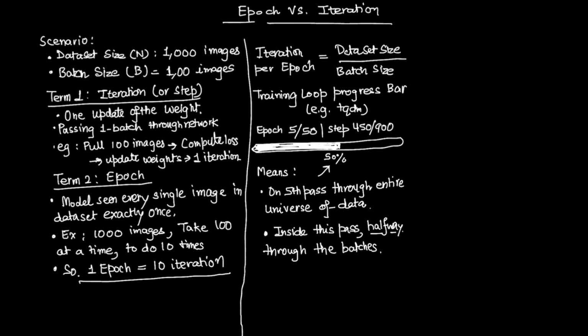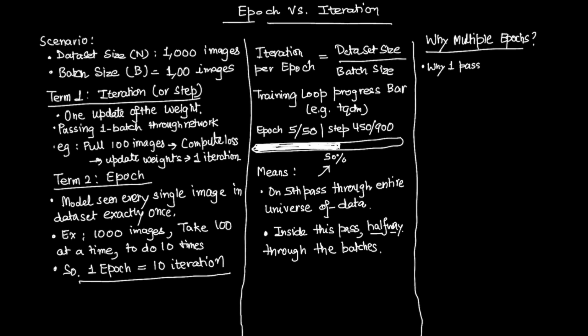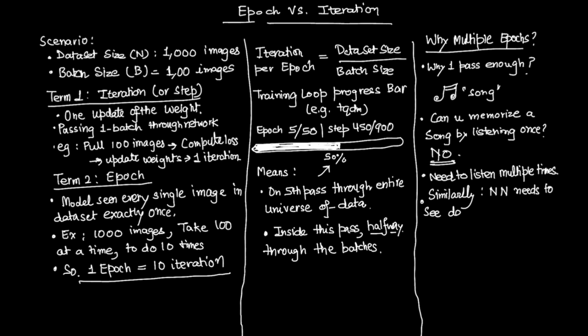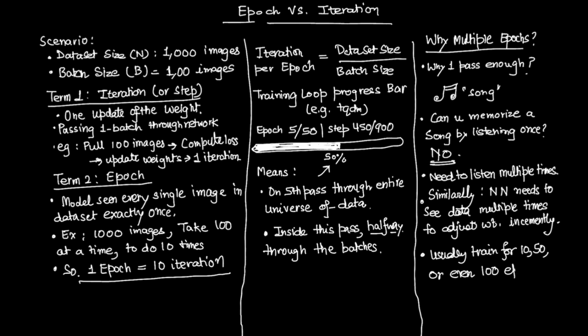Then we have a rhetorical question. Why do we need multiple epochs? Why isn't one pass enough? Think about learning a song. Can you memorize Bohemian Rhapsody by listening to it once? No. You need to listen to it multiple times. Similarly, the neural network needs to see the data multiple times to adjust the weights incrementally. We usually train 10, 50, or even 100 epochs.